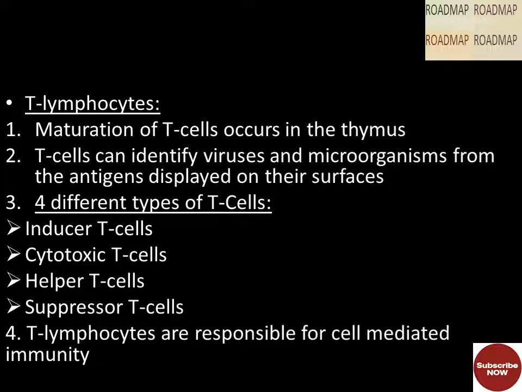Coming to the cytotoxic T cell, it is capable of recognizing and killing the infected or abnormal cells. Now, what are helper T cells? Those that initiate immune responses are helper T cells. And what are suppressor T cells? They mediate the suppression of immune response, so they are called suppressor T cells. T lymphocytes are responsible for cell-mediated immunity.